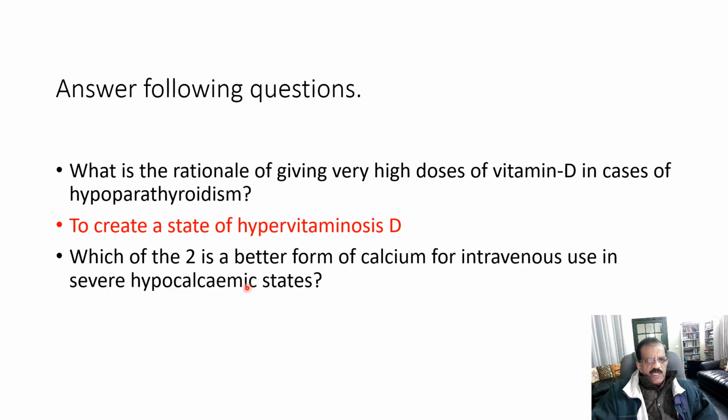Which of the two is a better form of calcium for intravenous use in severe hypocalcemic states? In one of the lectures we also discussed hypocalcemia, and if somebody has hypocalcemia and has tetany or maybe convulsions, you have to correct serum calcium quickly. Now we have two forms available. One is calcium chloride, the other is calcium gluconate. These two are available for intravenous use. Which one do you think would be better?